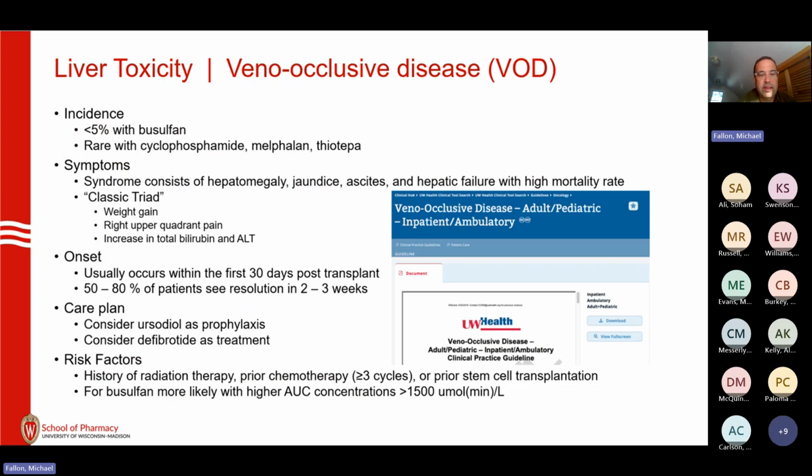There is a clinical practice guideline to guide this treatment, and then risk factors are associated with VOD. So history of radiation, prior chemo, prior stem cell transplant, and some of our newer ADCs like gemtuzumab ozogamicin are associated with more VOD in the transplant setting.